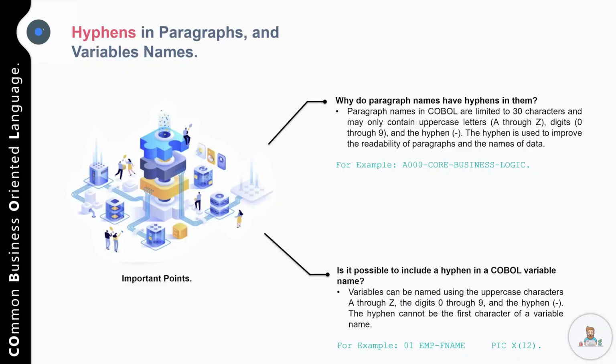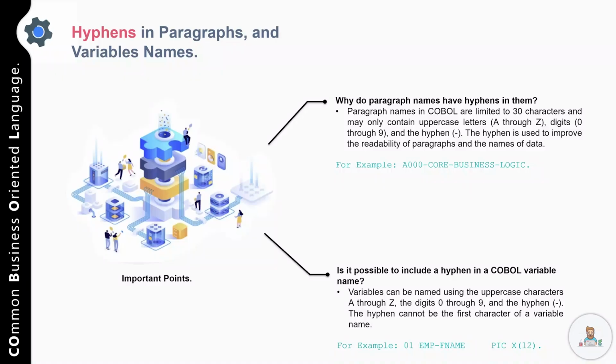Now the next question is, is it possible to use hyphen in the working storage variables or the data items that you define in your COBOL program? And the answer is yes. Variables can be named using the uppercase characters A through Z and the digits 0 through 9 and hyphen in between those combinations. The hyphen cannot be used as the first character of a variable name.